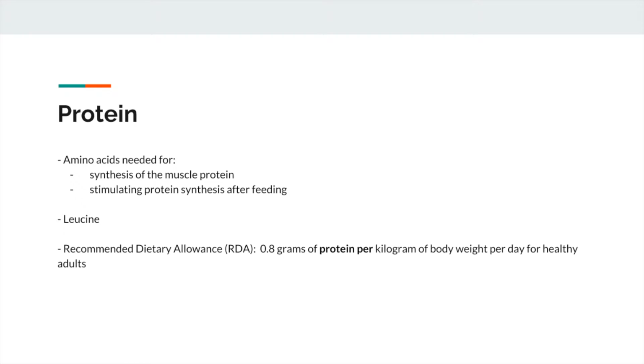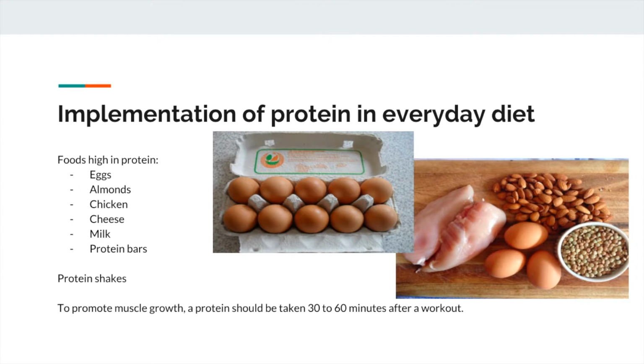Sufficient protein intake can reduce muscle loss. The recommended dietary allowance suggests an intake of 0.8 grams of protein per kilogram of body weight per day for healthy adults. Foods high in protein are eggs, almonds, chicken, cheese, milk, protein bars, etc. You can also recommend your patients supplement their diet with some flavored protein shakes. To promote muscle growth, protein should be taken 30 to 60 minutes after a workout.